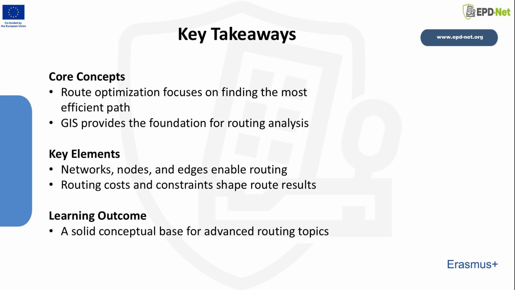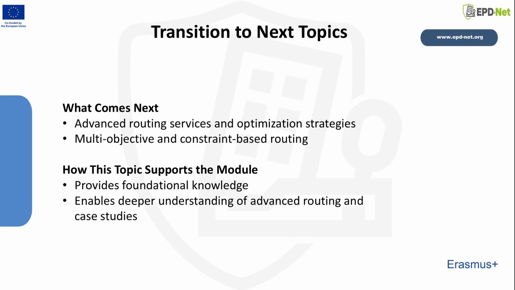Understanding these fundamentals prepares learners to better interpret routing results and supports a smooth transition to more advanced routing methods in real-world optimization scenarios. This topic provides the foundational knowledge required for the rest of the route optimization services module. The concepts introduced here, such as routing parameters, network structures, and basic routing logic, are essential for understanding more advanced routing techniques. In the next topics, these fundamentals will be expanded through advanced routing services, multi-objective optimization approaches, and practical case studies. By building on this foundation, learners will be able to explore more complex routing scenarios and apply GIS-based routing concepts to real-world problems.